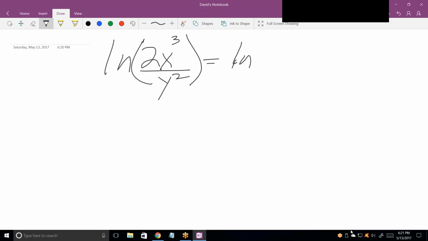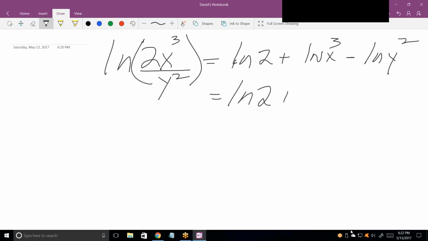Okay, so it'd be ln 2 plus ln x to the 3. And then you'd subtract it, right? Now we'll handle the bottom. Yeah, ln of y squared. Okay, so that's the first step. Now let's take care of all those exponents. What's the next term? It'll be ln 2 plus 3 ln x minus 2 ln y. You got it.